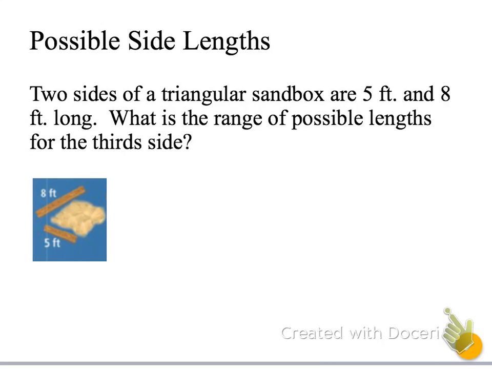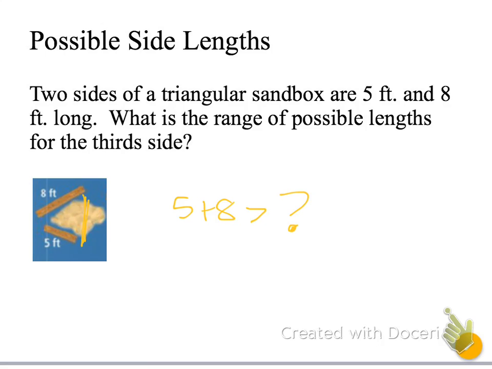Okay, so since this did not work, this cannot make a triangle. Okay, possible side lengths. Two sides of a triangle sandbox are 5 feet and 8 feet long. What is the range of possible lengths for the third side? So the type of equation we're using, let's say we do 5 plus 8, it should always be greater than this other side here. So we'll put a question mark here because we don't know what our range can be.